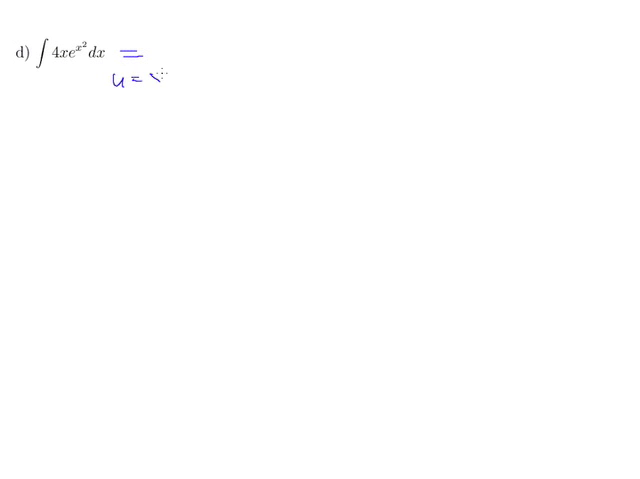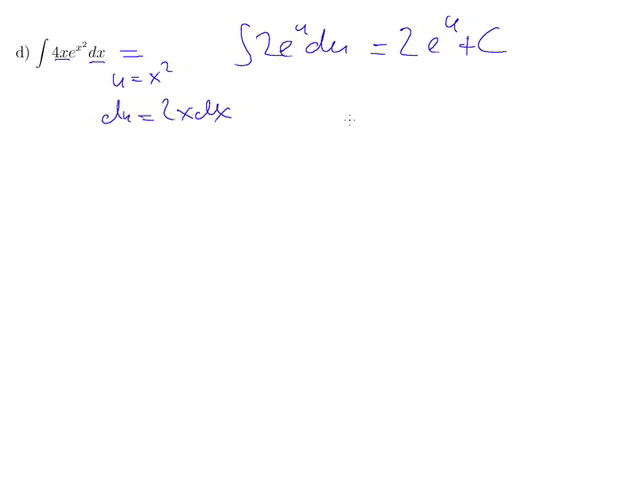We substitute u is equal to x squared, so du is equal to 2x dx, and with this substitution the integral becomes e to the x squared becomes e to the u, 4x dx becomes 2 du. Now we can easily find the antiderivative here, namely this is just 2 e to the u, and substituting back we get 2 e to the x squared plus c.